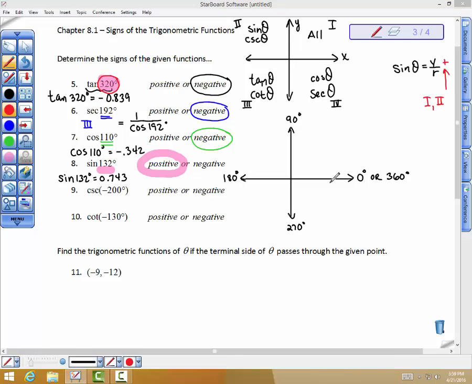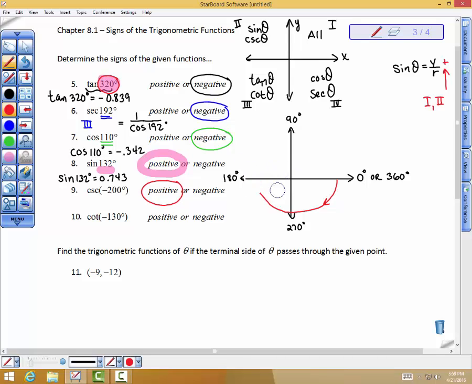So a negative angle is something that you look at in a clockwise direction. So a negative 200, this would be a negative 90. Here's a negative 180. And stop right about here would be an angle representing a negative 200. So it's in the second quadrant. In the second quadrant, cosecant is positive because it's the reciprocal function of sine. So I would just say that my answer would be positive.